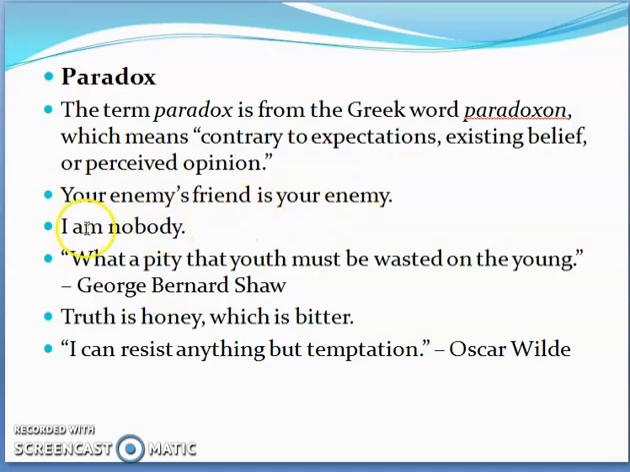"I am nobody." "I am" means that you exist, and when you say "nobody," they are just opposite to one another. Again, in this line: "What a pity that youth must be wasted on the young." Youth and wasted are two opposite concepts, but if they come in the same line, it is a paradox. "Truth is honey, which is bitter." Again, honey and bitter coming in the same line, which are opposite to one another. This is the use of a paradox.